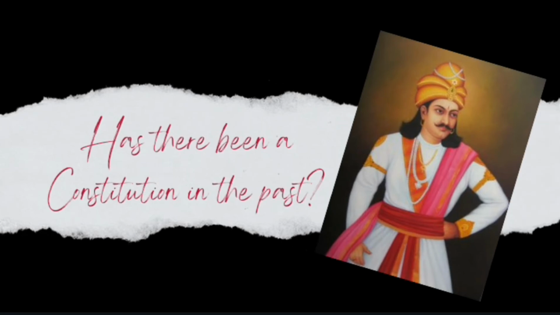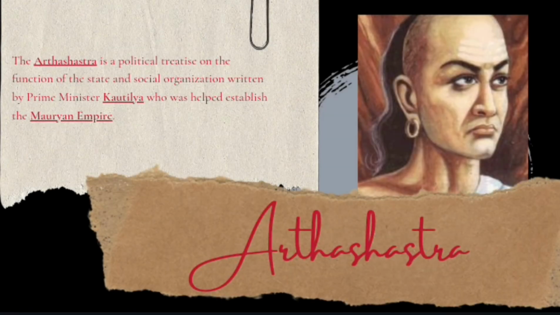So here comes the interesting fact. Have you ever thought whether there has been a constitution in the past? Actually, there was. The Arthashastra is a political treatise that talks about the function of the state and the duties of the king. It was written by Prime Minister Kautilya, who helped establish the modern empire.